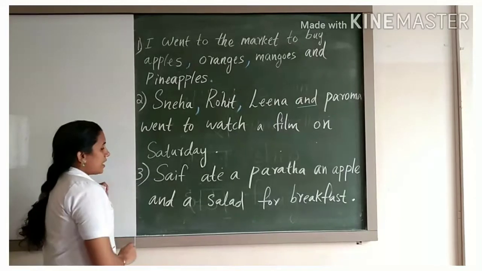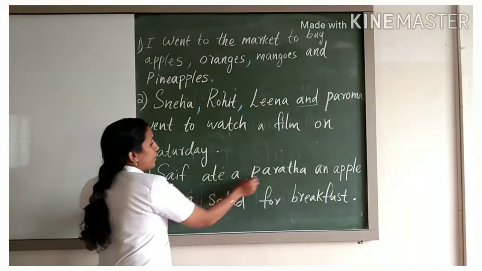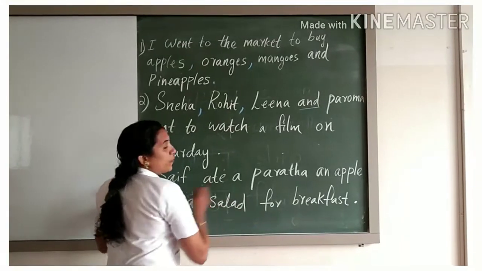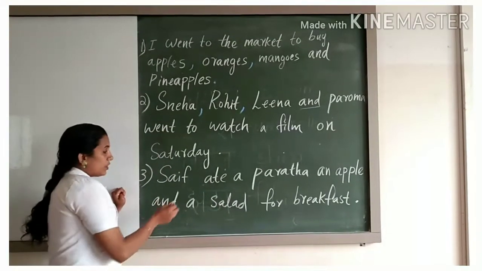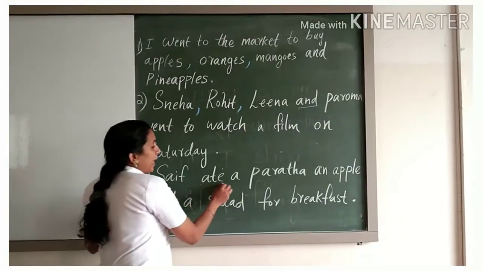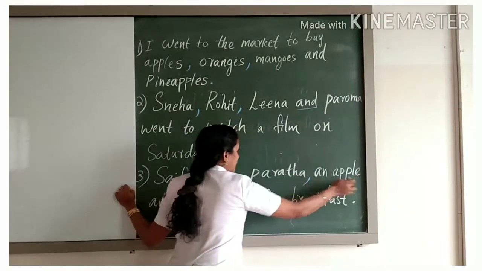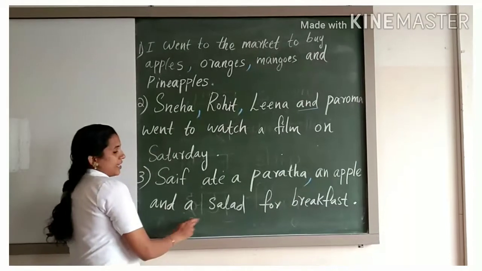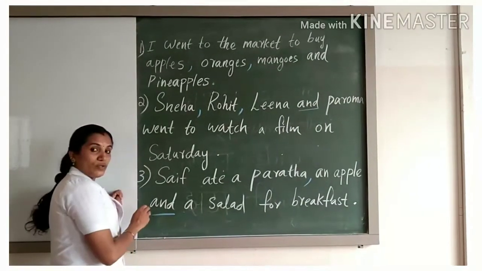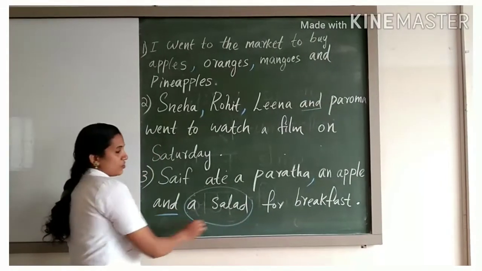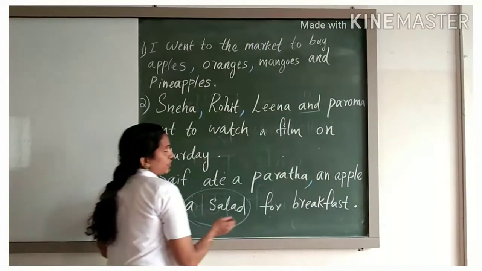In the third sentence: Saif ate a paratha, an apple and a salad for breakfast. Here we put the commas. Saif ate a paratha, comma, an apple and a salad. Here we use and before the last item in the list, for breakfast.